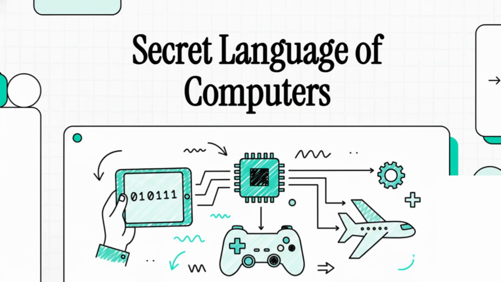Hey everyone, you ever wonder how your computer or your phone can do all this amazing stuff when deep down it only understands two things, 0 and 1? It's kind of like they have their own secret language. Well, today we're going to crack that code. We're going on a journey to see exactly how these machines understand our commands.